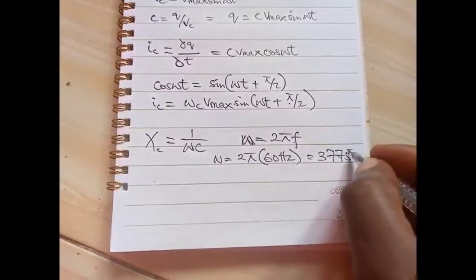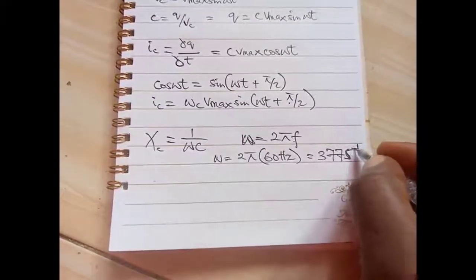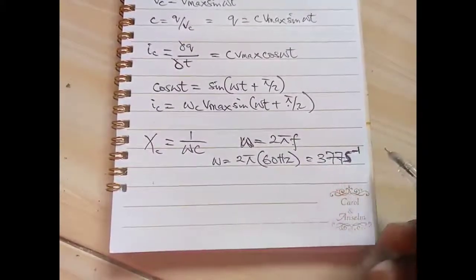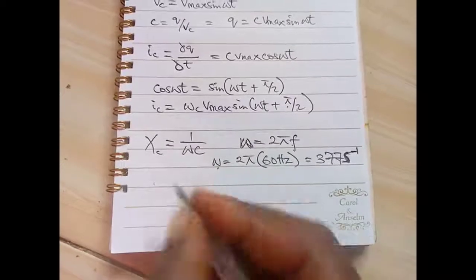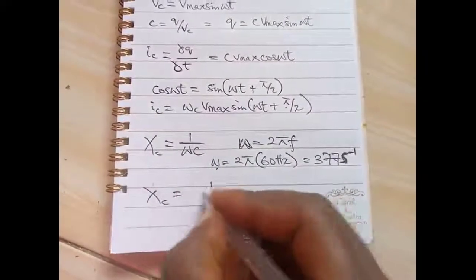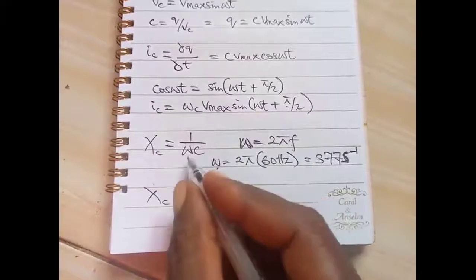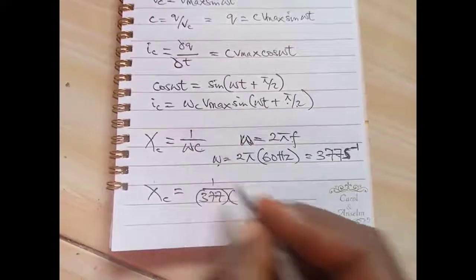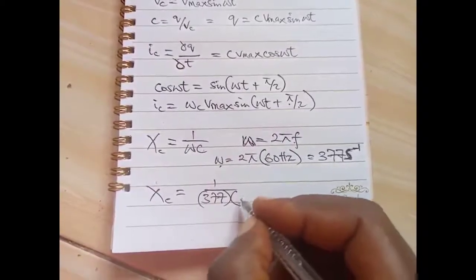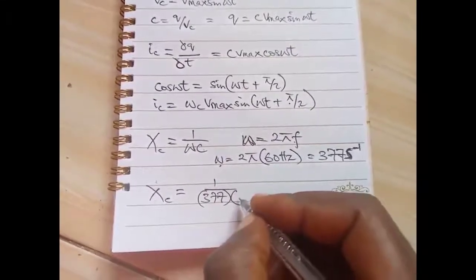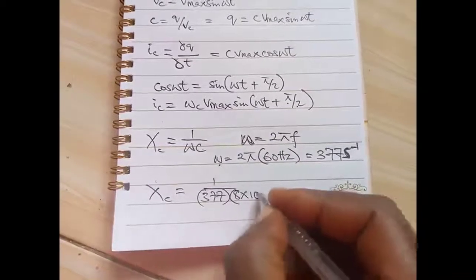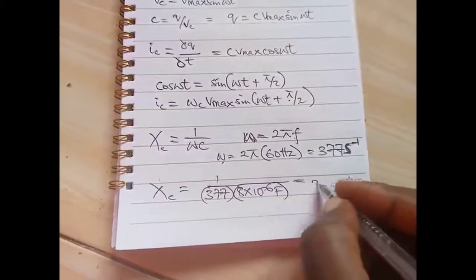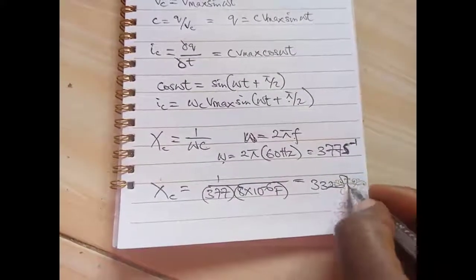So if we press the calculator to multiply it, we get 377 per second. So if we have 377 per second, we can now say that this is equal to 1 over 377 times the C, which is given to us as 8.00 microfarad, so 8 times 10 raised to the power minus 6 farad. Which is 332 ohm.